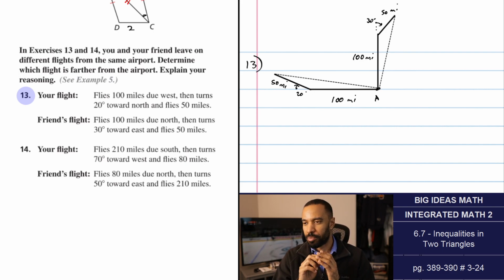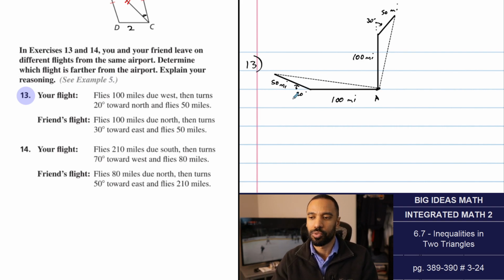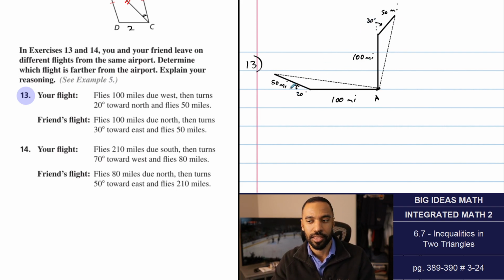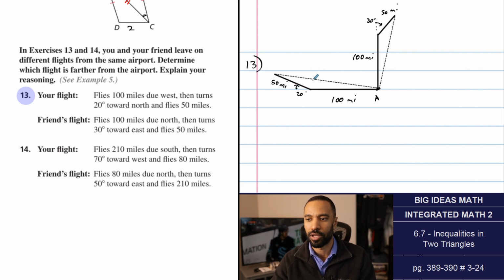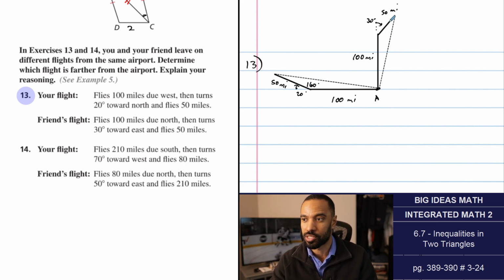Which flight is farther from the airport? Okay, so what we need to do, the 20 and 30 are not inside the triangle, but this swing, remember, this is a linear pair with what is inside the triangle. What is inside the triangle is 160 degrees because it's supplementary with the 20. 180 minus 20 is 160. That would make this one 150 degrees here.